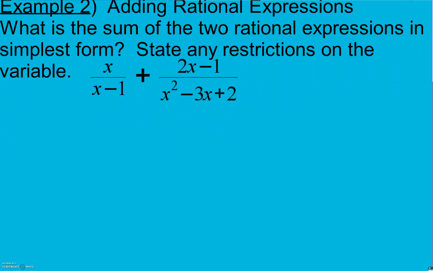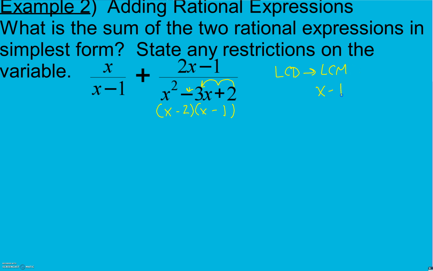So again, the first thing we need to do is find that least common denominator. In order to do that, we have to factor. Multiply to 2, add to 3. It's going to be 2 and 1. Same sign since we added, they're both going to be negative. So we need to find our LCD, which is our LCM of our denominators.